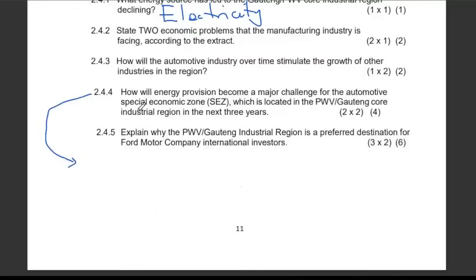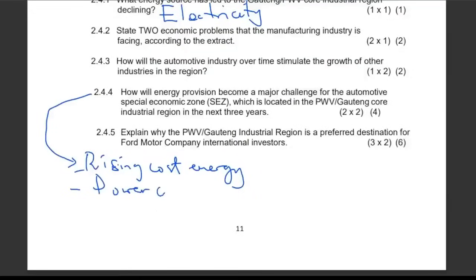It is going to cause rising energy costs. We are having an energy crisis and automatically the cost is going to rise. Rising cost of energy will ultimately reduce the profitability of the business. Then also we can look at there are going to be power cuts. If there are power cuts, what's the implication? If there's load shedding, there's going to be reduced productivity because there will be lost hours of production. It is going to reduce productivity because of power cuts.